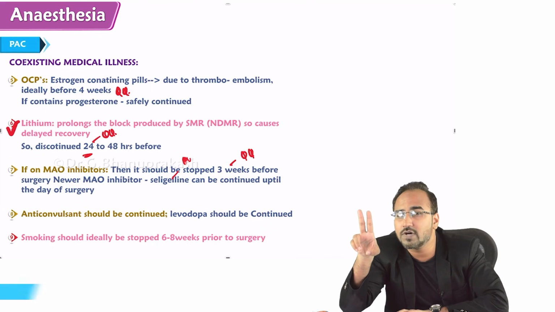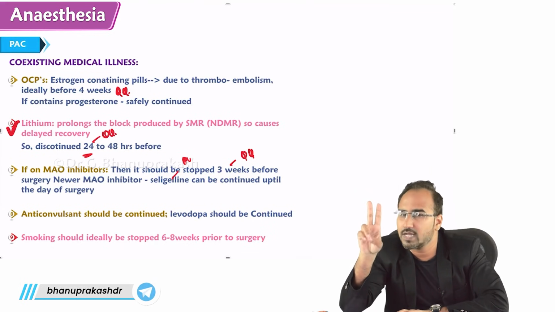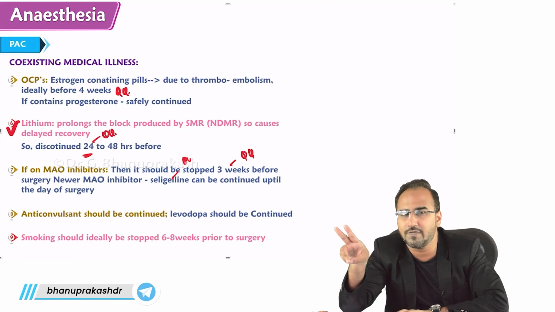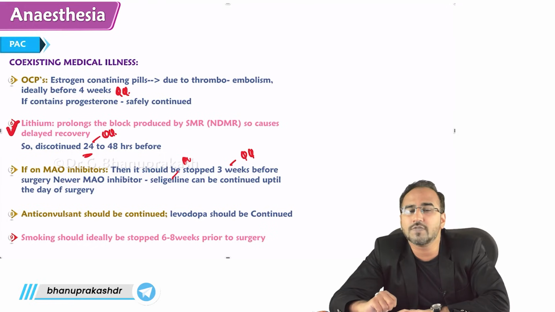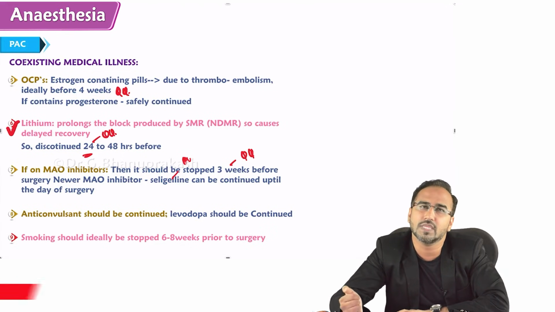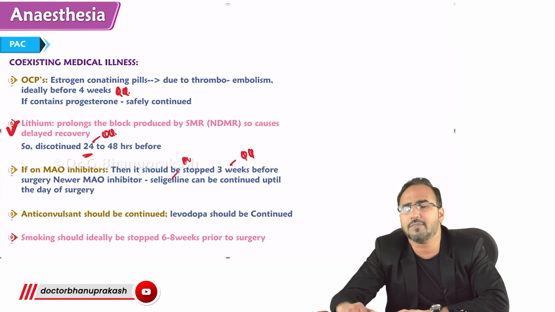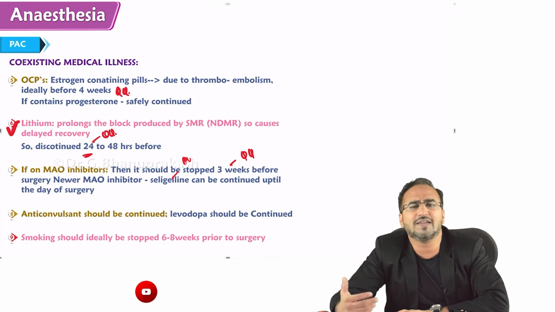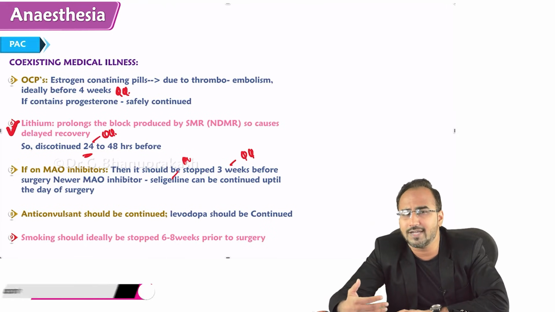Second, he was a smoker. Ideally, smoking should be stopped 6 to 8 weeks before surgery for elective cases. But in an emergency, what do we do, guys? In an emergency, we anticipate, okay, he is a smoker, means he will develop bronchospasm. Before surgery, I'll prepare myself with what? In the operation theater, I'll keep a bronchodilator, so that during surgery, if he develops bronchospasm, I'll give what, guys? Bronchodilators. So learn to anticipate, guys.